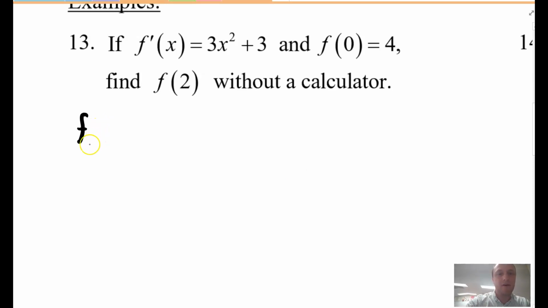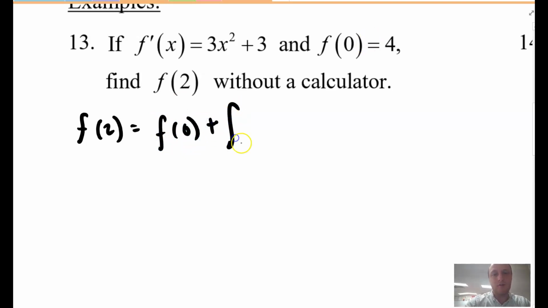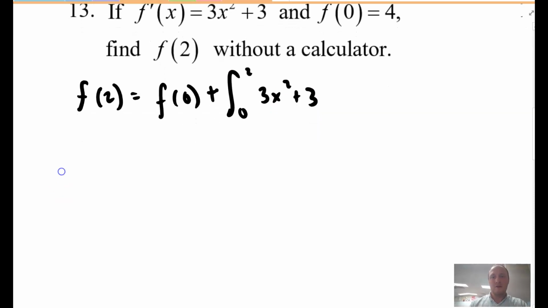So I have f of 2. I want f of 2. Well, f of 2 is equal to f of 0. They give us f of 0 plus the integral from 0 to 2 of f prime of x, and in this case, it is 3x squared plus 3, dx. So I'm going to replace f of 0. I know f of 0 is 4, and then I want the rest of this function, to find f of 2.